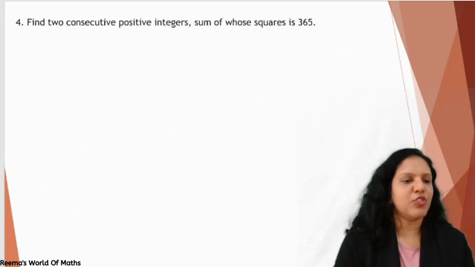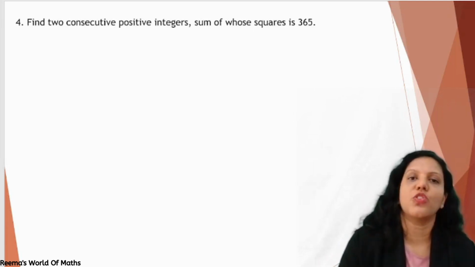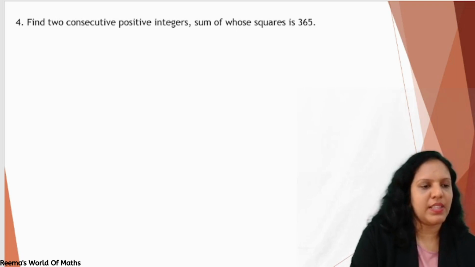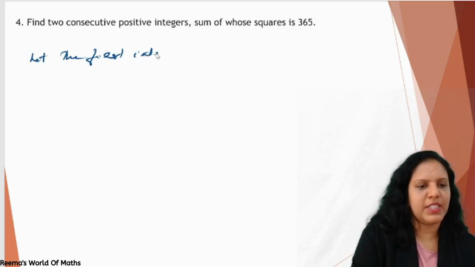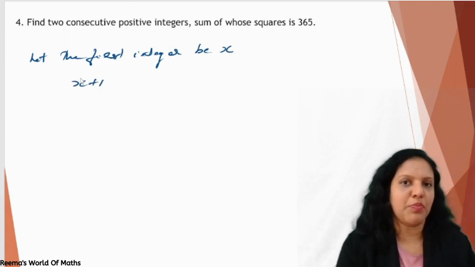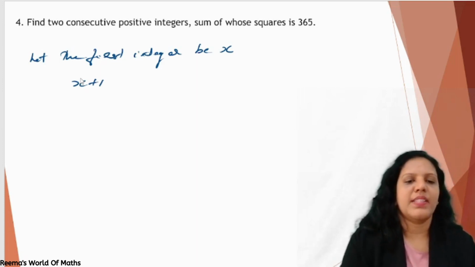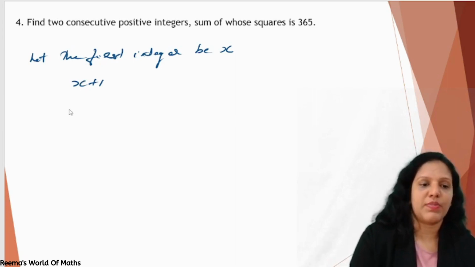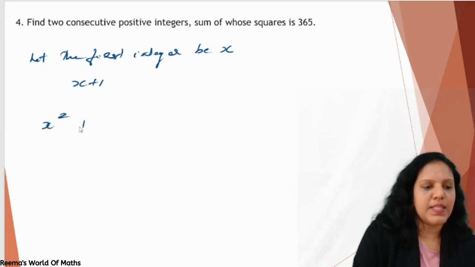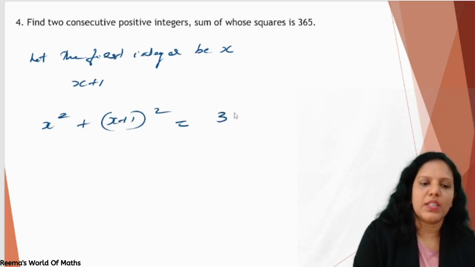The fourth question, find two consecutive positive integers, sum of whose squares is 365. So that is two consecutive positive integers. So let the first integer be x. So the next integer will be then x plus 1, because it is for consecutive positive integers. So the first integer will be x and the second integer will be x plus 1. And sum of whose squares is 365. So that is x squared plus x plus 1 whole squared equals 365.